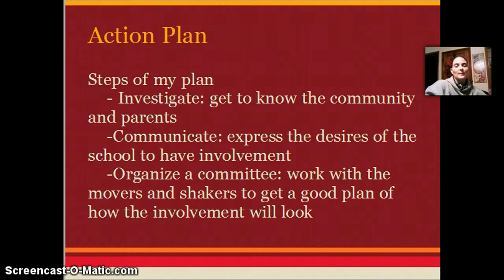An action plan. My action plan includes 3 steps. First, we are going to investigate, get to know the community and parents. Then, we're going to communicate with those people in our community that we truly want them and welcome them into our schools. And finally, we're going to organize a committee that will work with the movers and shakers of the parents and community and develop a plan that will be black and white and something we can all follow.